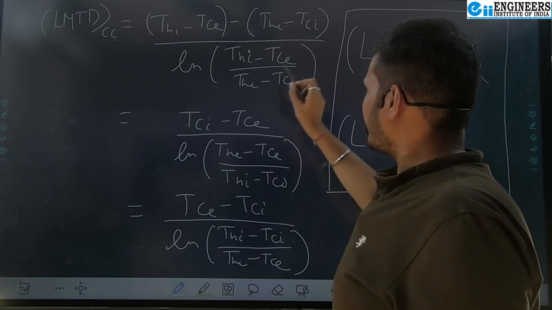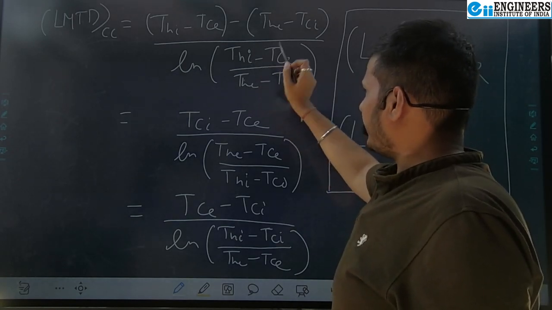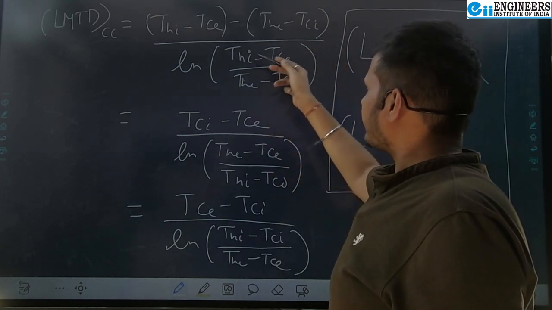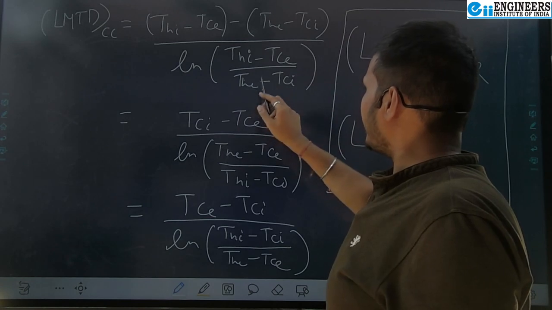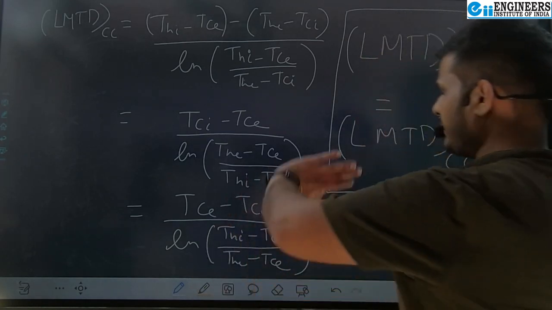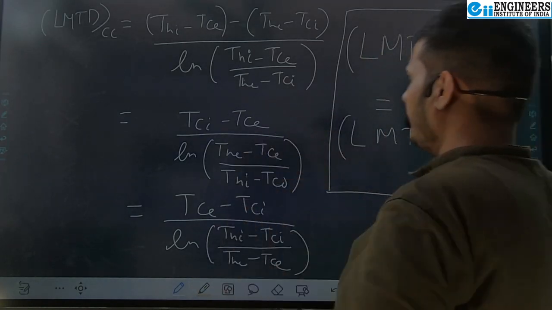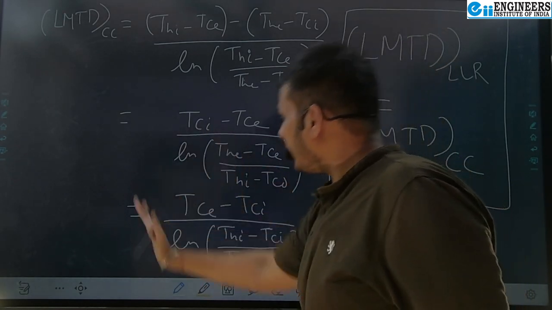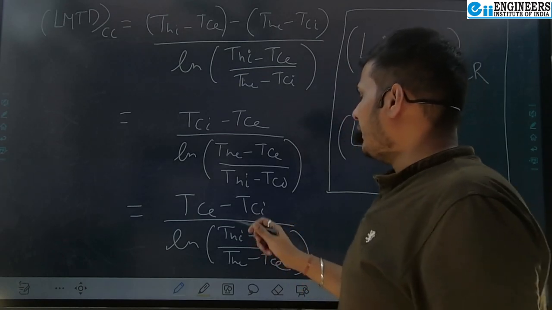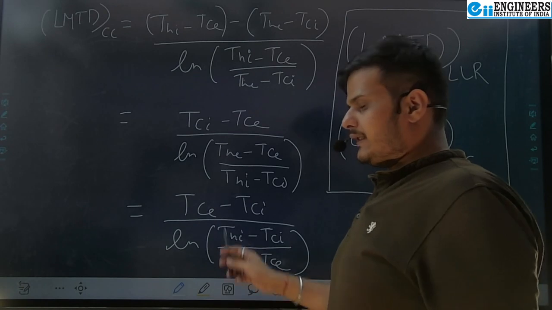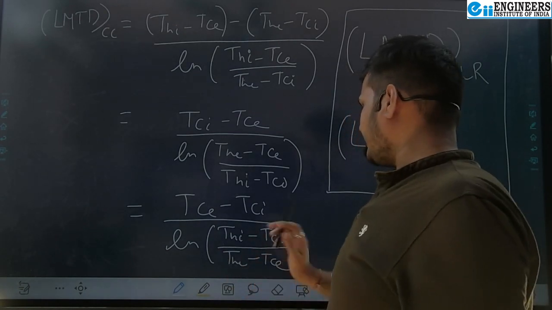Here I will substitute THI equals THI minus TC by THE minus TCI. Then let's just make it upside down, then the negative term will go there, and we can take this negative term within, then it will be TCE minus TCI divided by ln THI minus TCI by THE minus TC.